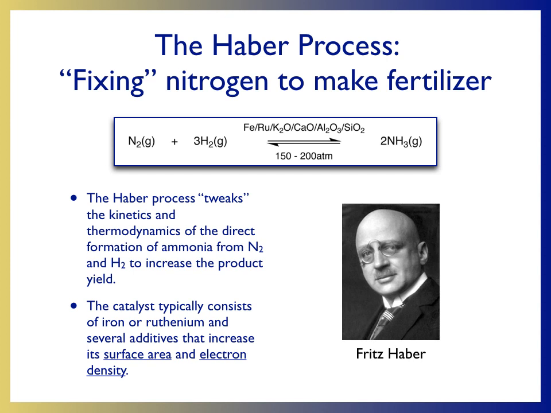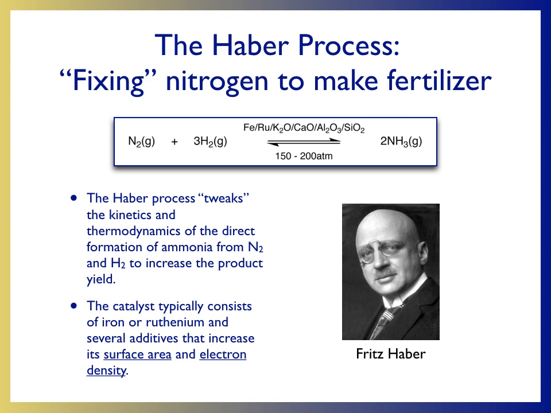If we look at the Haber process reaction to form ammonia from nitrogen and hydrogen, we can look at all of the components above the arrow. These components are things you do not have to worry about memorizing, but you should know their purpose. They're catalysts. They help to make the rate of reaction a lot faster.